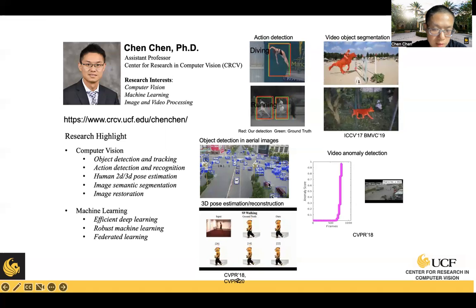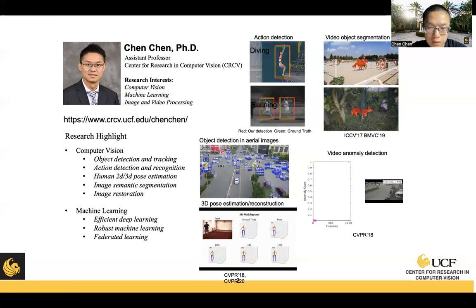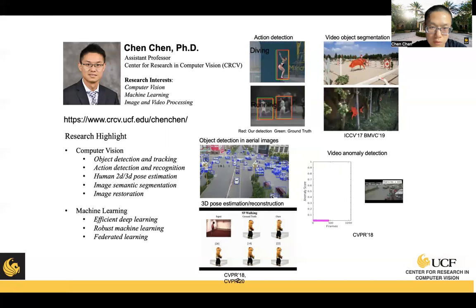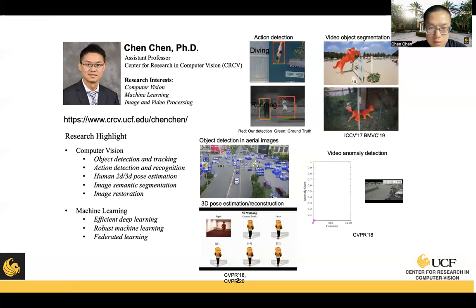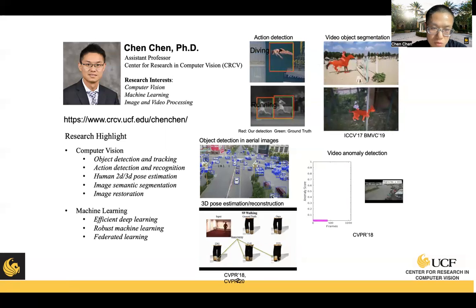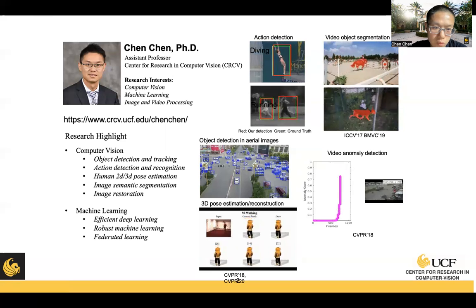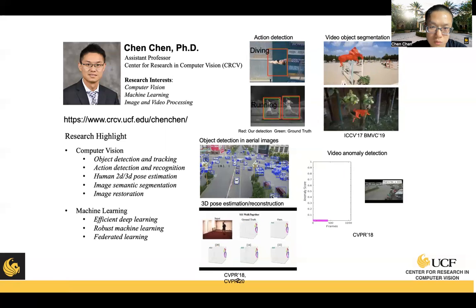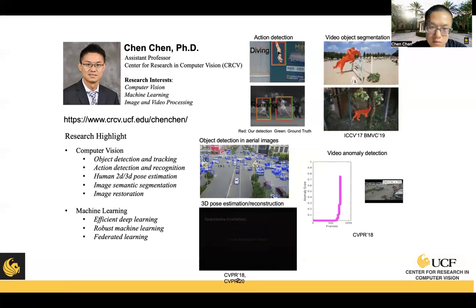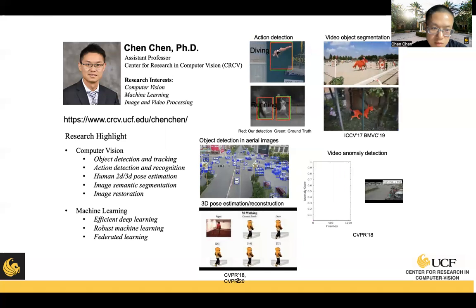On the machine learning side, I'm more interested in efficient deep learning. We know deep learning has triumphed in a lot of areas, computer vision, natural language processing, etc. But the success comes at the cost of being extremely resource demanding. So my research is focused on how we can develop efficient deep learning models that can be deployed on edge devices with limited resources, like cell phones, smart cameras, etc.